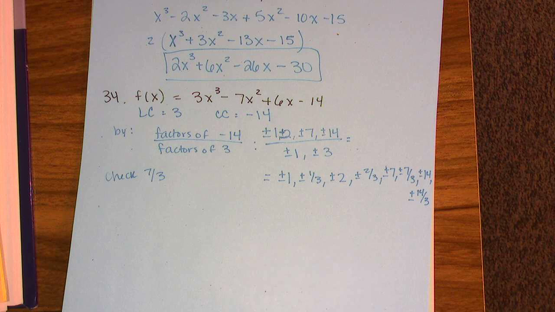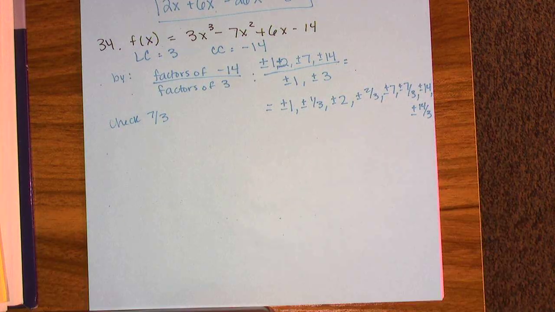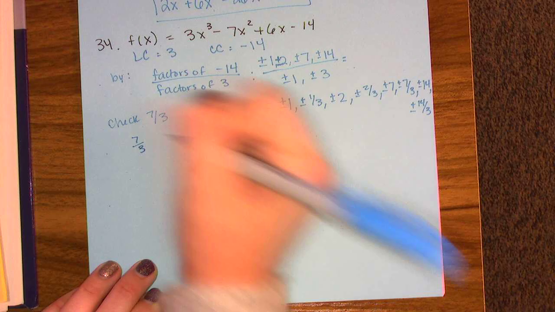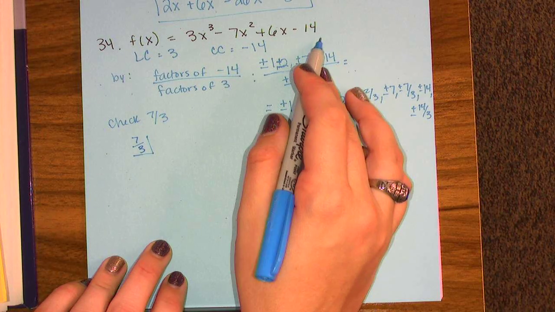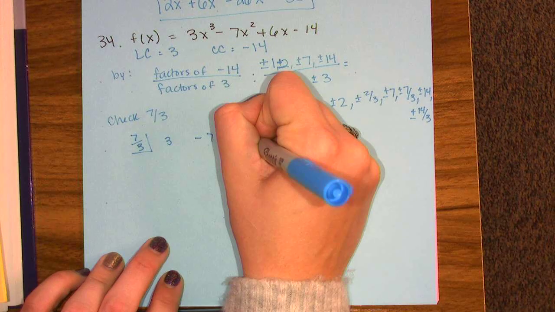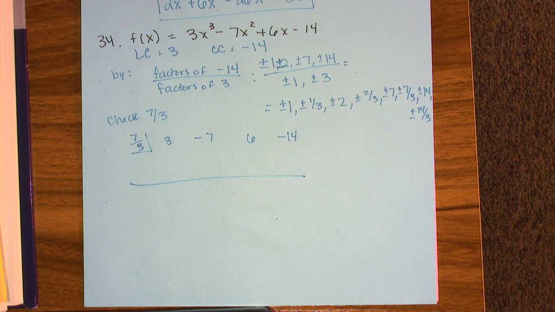Okay, so to do that, we use synthetic division. Well, technically speaking, yeah, we need to use synthetic division first. So I'm going to put 7/3 in the box. Then I'm going to write down all my coefficients, and I'm going to do synthetic division: 3, -7, 6, -14. Alright, so somebody work out this synthetic division for me. Talk me through what I need to do.